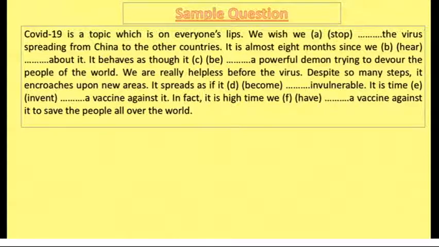My dear students, it's a sample question for you, and here the verbs in the gaps have been used depending on the rules I have already discussed. So I hope you will be able to answer all the questions correctly. You can also check the answers. Here they are.